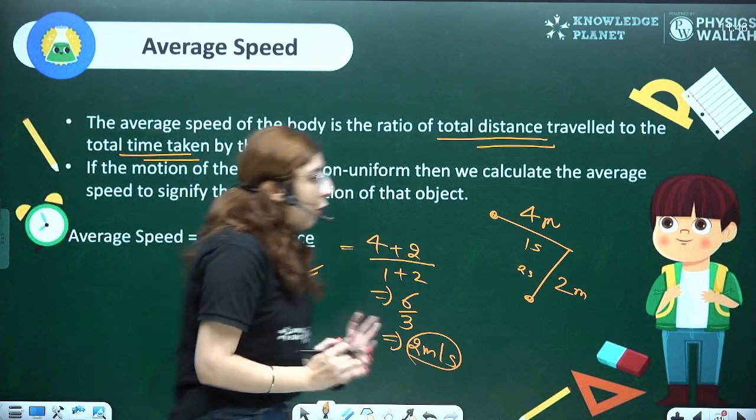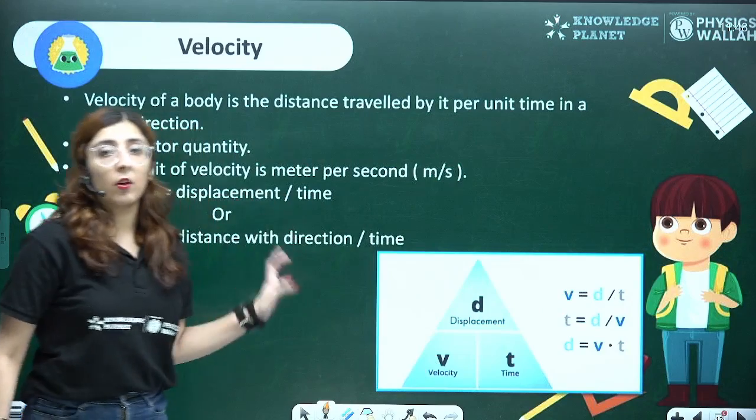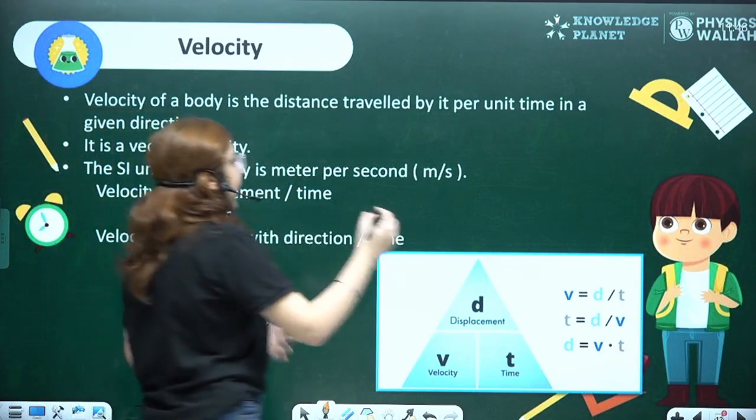Now from here, we are going to talk about something called velocity. Everyone, velocity in simple terms will be speed with direction.